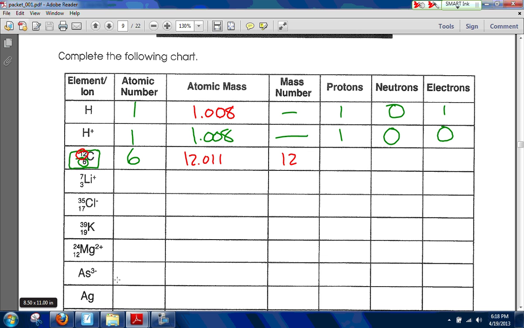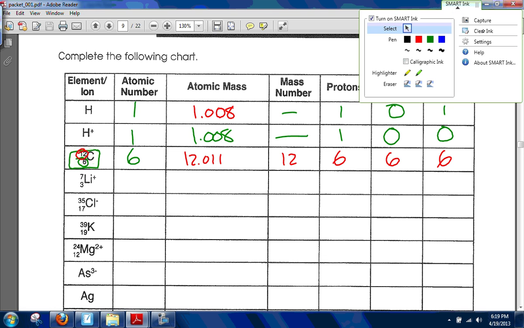The protons would be 6 because the atomic number is 6. And the neutrons will be 12 minus 6, which is also 6. The electrons are the same number as the protons because it's not an ion. And you can go ahead and fill in the rest of those. It's going to be pretty easy. Not too much to do.